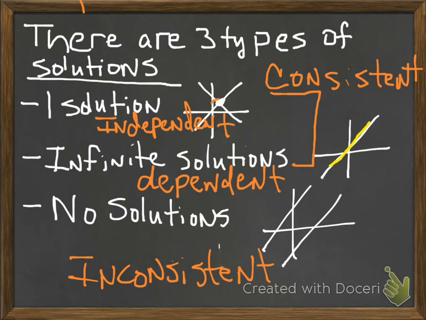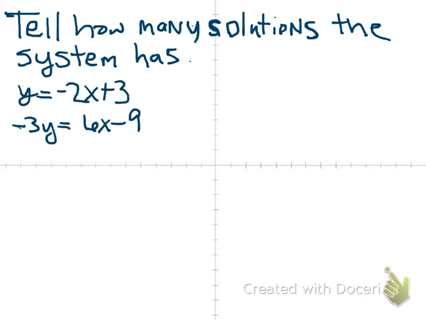This is something that will probably be asked on the quiz or the next test, but it's not going to be on the assignment, so make sure you know how to do that. So tell me how many solutions the system has, and then let's classify it based on that. Well, if we looked at this and we tried to, say, graph it, we would start off at 3.